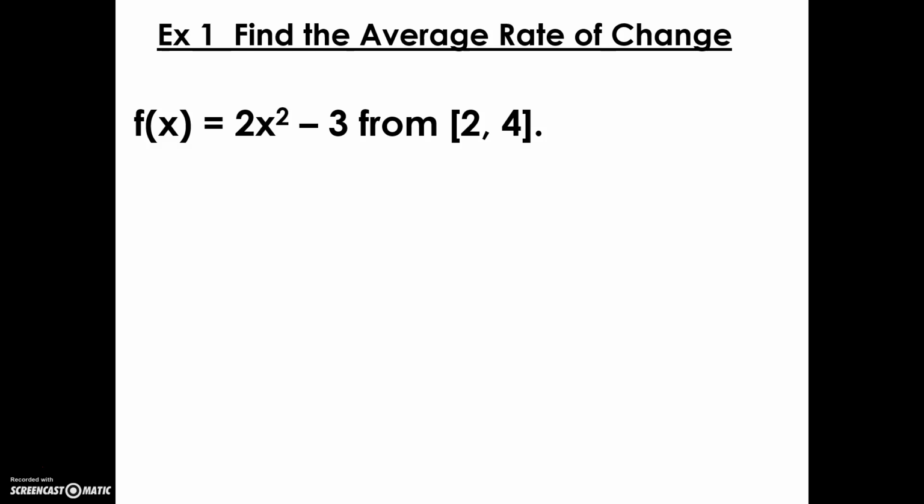Okay, so your first example. We have the function f of x is equal to 2x squared minus 3. And right here where it says from 2 to 4, that means from the x value of 2 to the x value of 4. What is the rate of change? This is not an ordered pair. So from when x is 2 to x is 4, what is my rate of change?